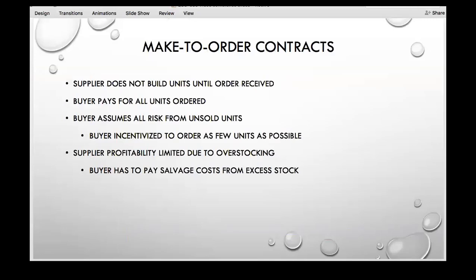We covered the Campbell soup example. That was another example where that occurred. But the big three really got hurt with that. So that covers make-to-order contracts.